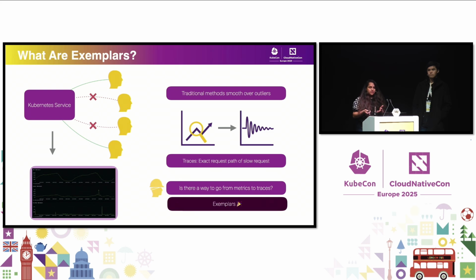So the next step that I do is I go to my distributed traces, and now I have to sift through this plethora of traces to figure out which request path is that of the slow request. And obviously, we all know how tedious that is. But what if there is a way for me to go from metrics directly to traces? And the answer is, there is a way to do it, and that is through exemplars.